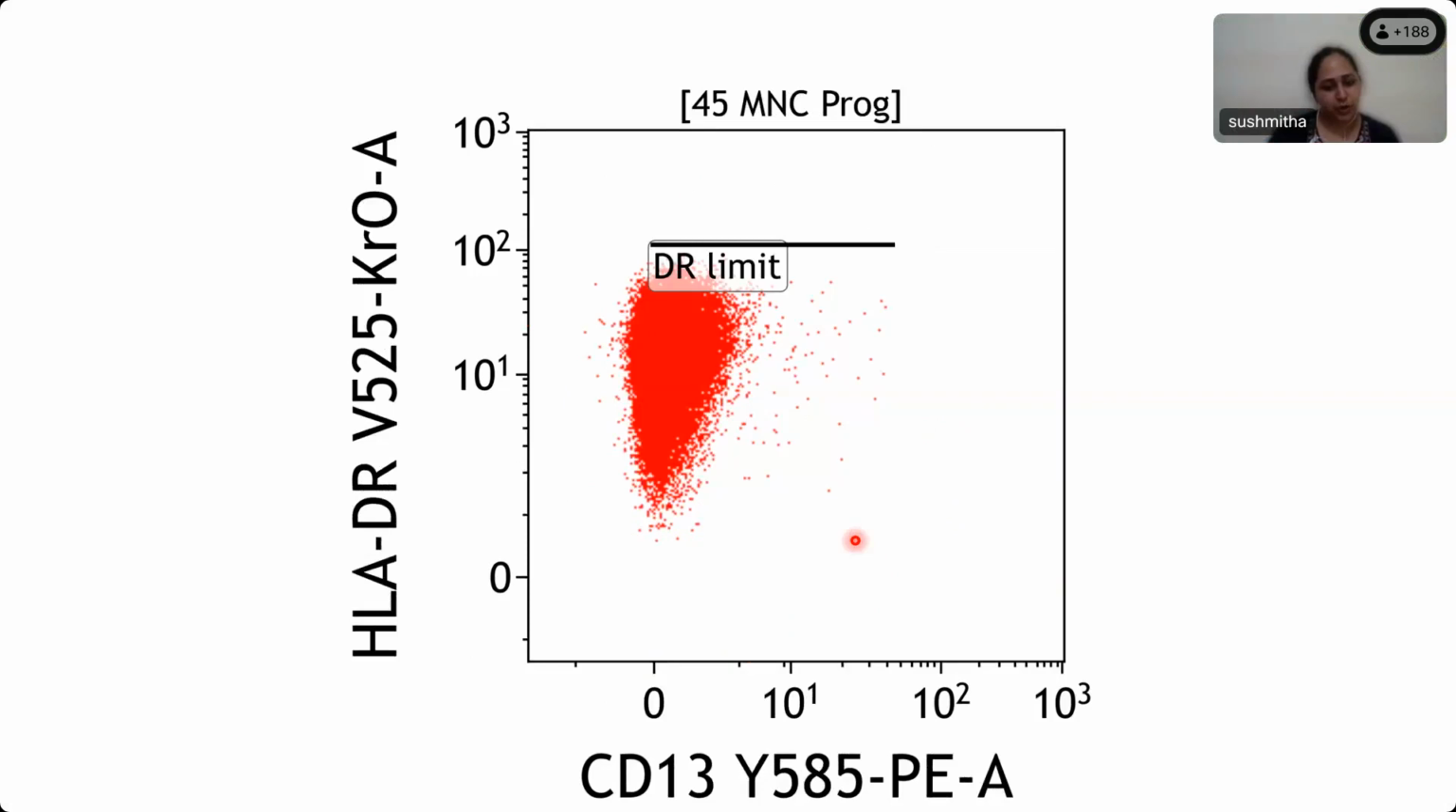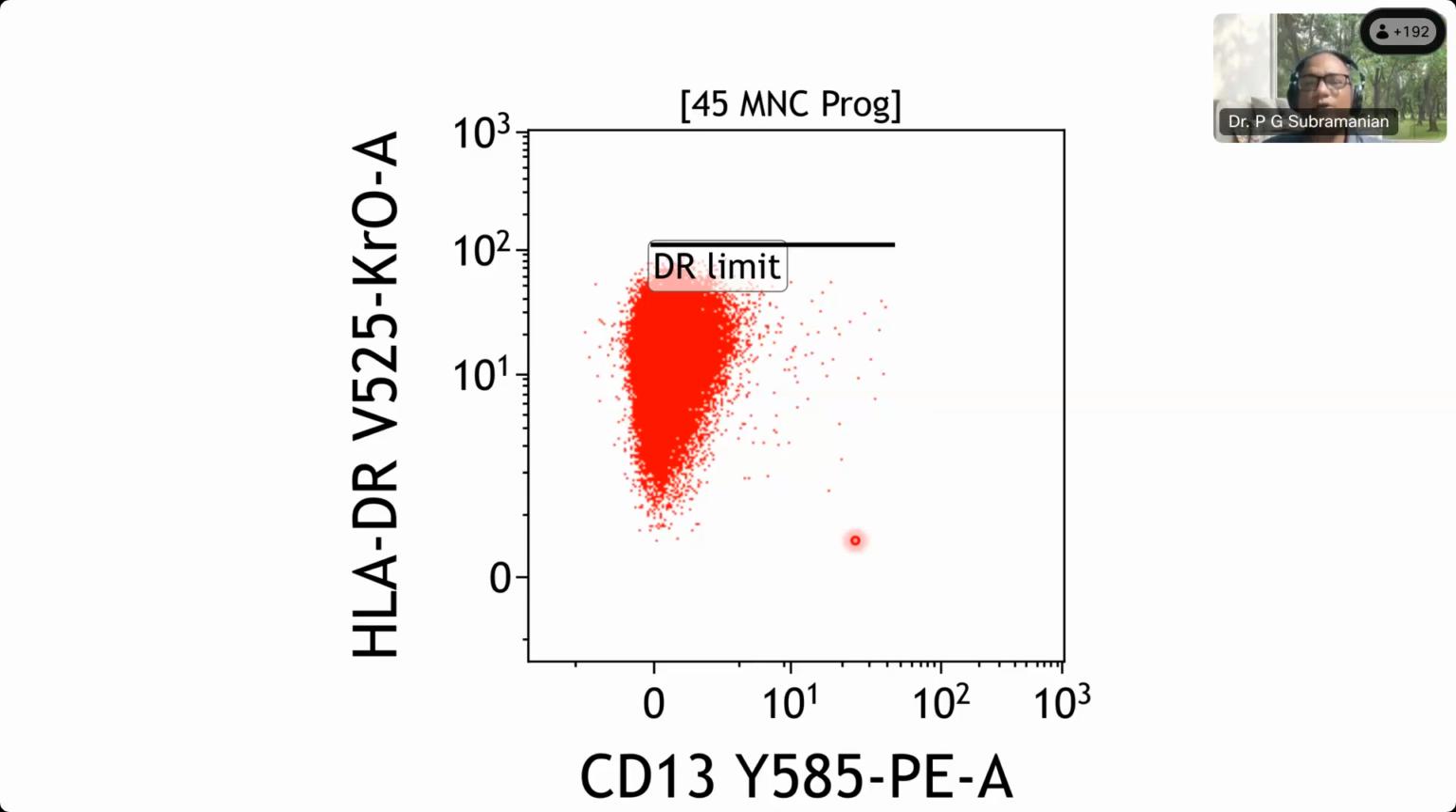So this is a plot against CD13 and HLA-DR. Here, HLA-DR is heterogeneous in the cells of interest, and in CD13 a very small population of cells are positive. Very small proportion. Previously, those which were less than 20%, we never used to put in the report. But nowadays, in this case, we will ignore that very small population.